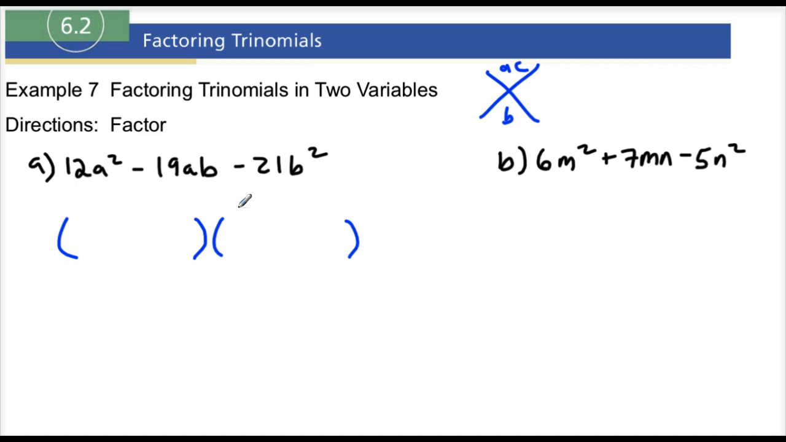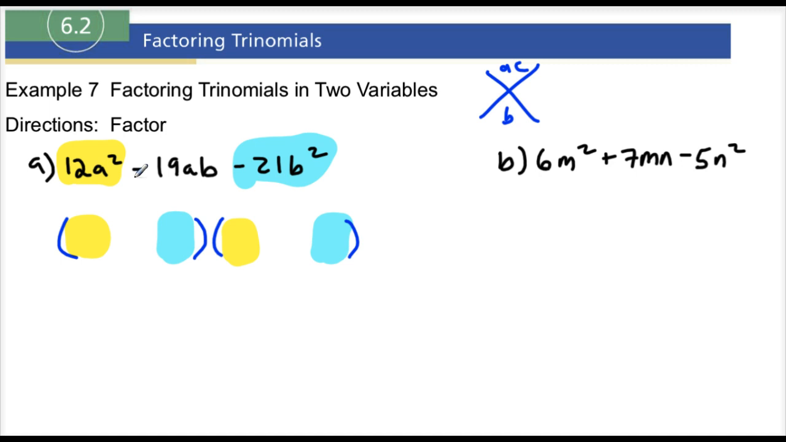And I know that my answer is always two binomials. See if you can follow me here. When I multiply my first two terms, that has to give me my first term. So this is either going to be 12a and a, or 4a and 3a, or 6a and 2a. There's a number of possibilities that can go right there. And same thing when you multiply these two guys: that has to give us negative 21b squared, and there's 7 and 3, or 3 and 7.